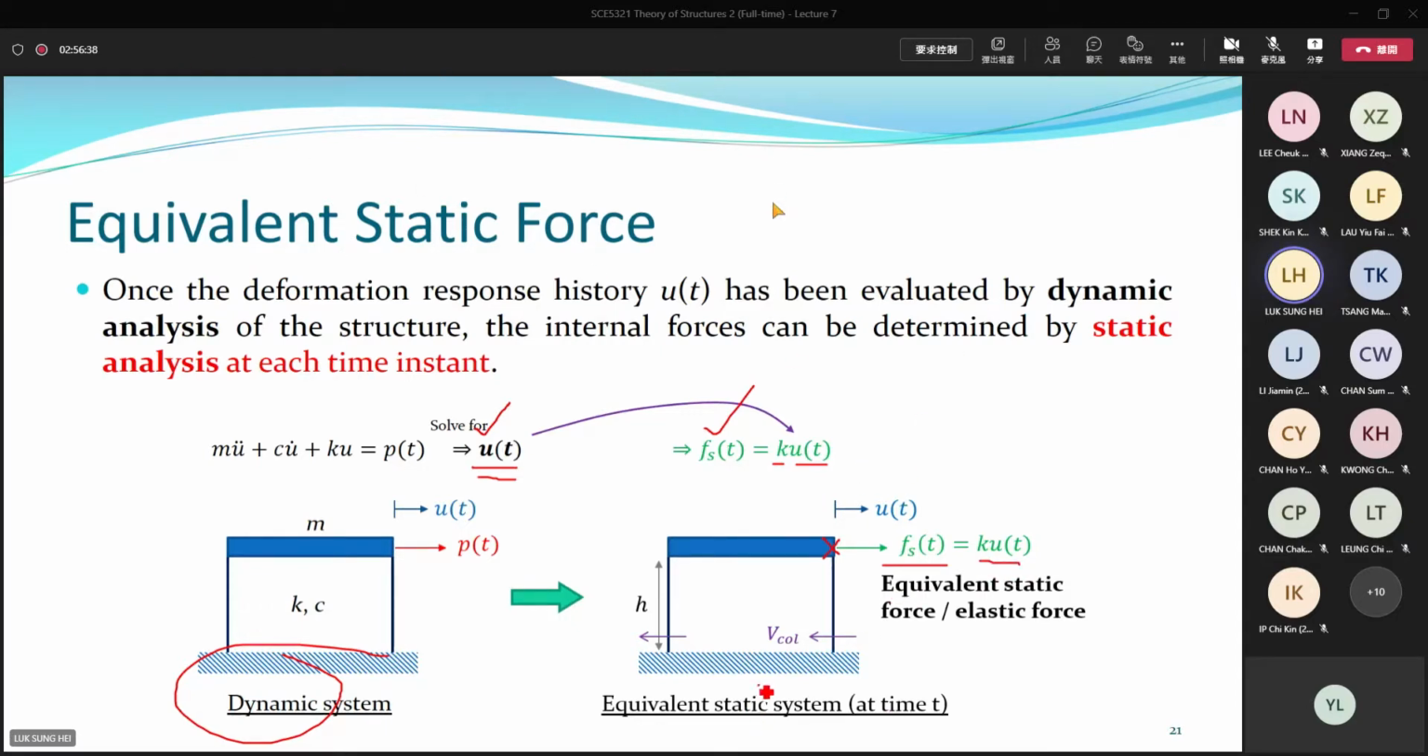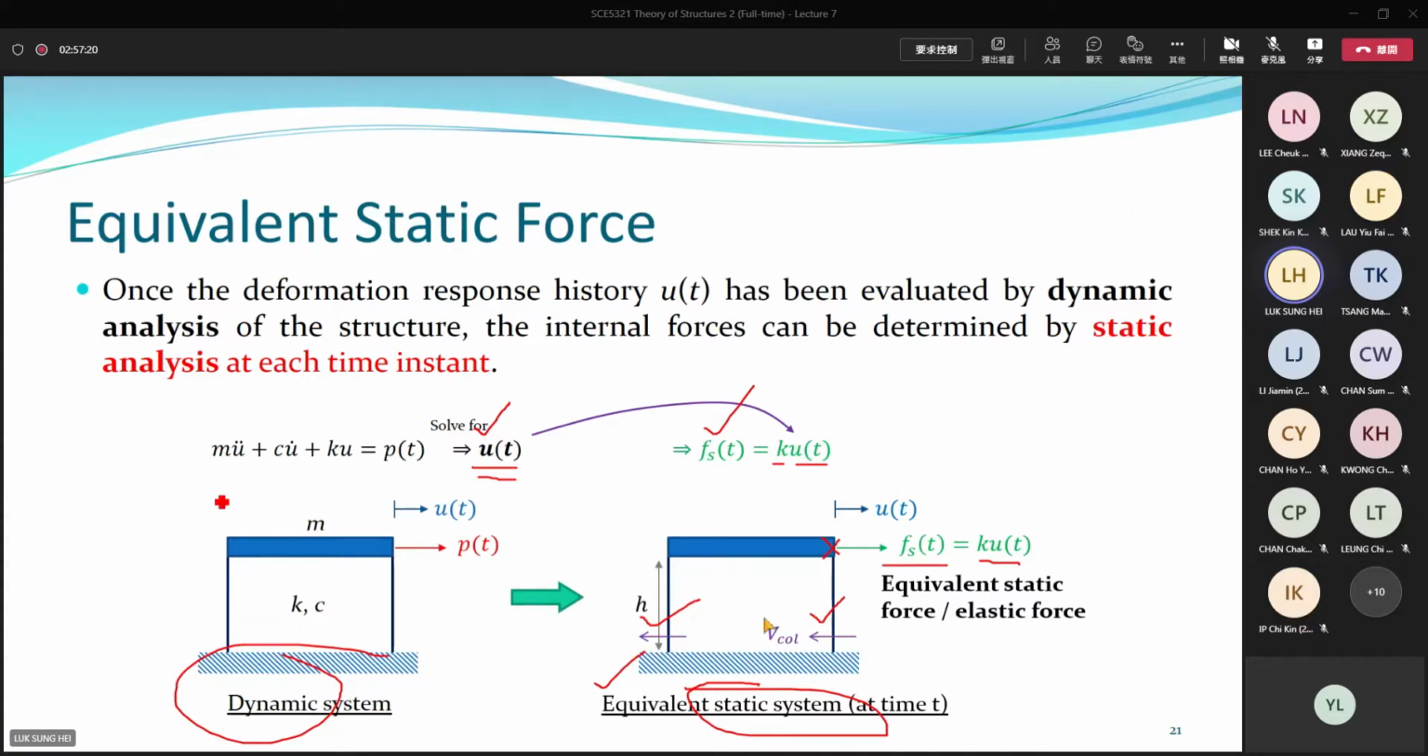At this stage, you can treat this as something like a static system. You can conduct static analysis to find out the column force or the beam force. You can use force equilibrium to find out the column force or the beam force, if there's any. That's why we call it an equivalent static system. Not exactly static, but for analysis purposes, you can treat this as something like static to evaluate the column force, column shear, or column moment. If you know the column force, then you can design the column.